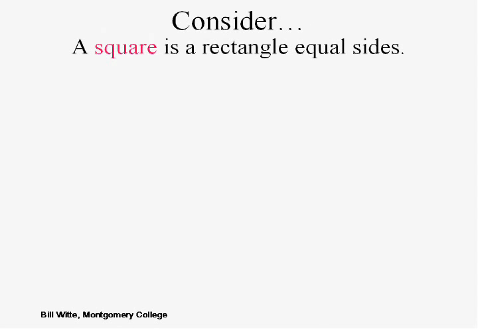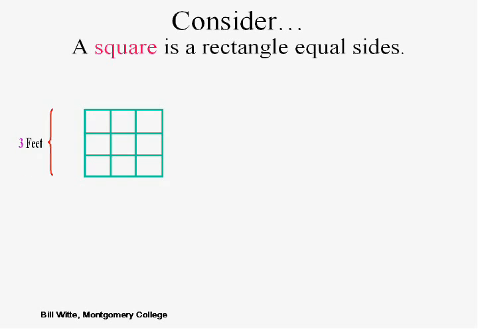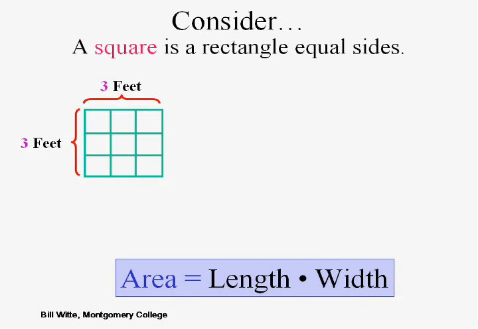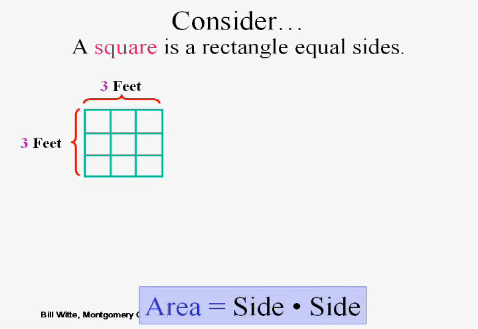Well, let's consider the same formula for a square. A square is a rectangle, it just has equal sides. As you can see, you can count that that has 9 squares. 1, 2, 3, 4, 5, 6, 7, 8, 9. And it is in fact a square because the sides are equal. 3 by 3. Okay, the sides are the same. It kind of is length times width, isn't it?